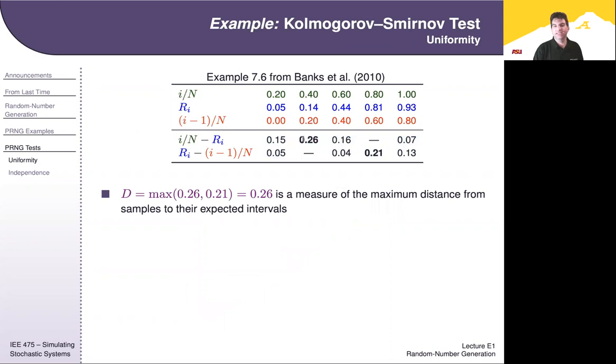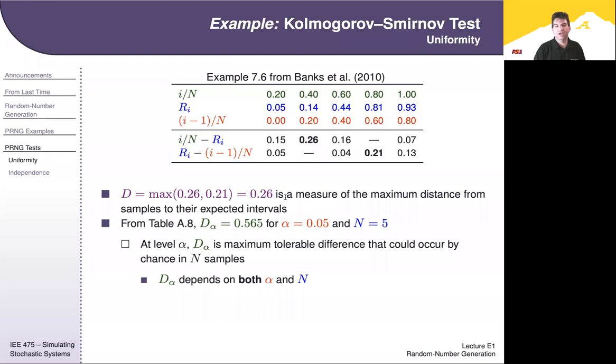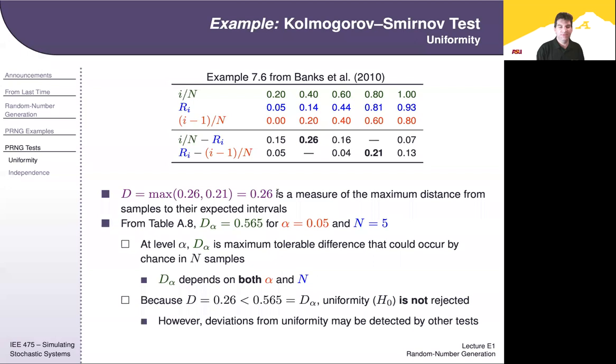This 0.26 is what I look at in a statistical table to see if I'm too far away from my expected distribution. So I look at table 8A, for example. It tells me that for an alpha, a significance level, of 0.05 and degrees of freedom of 5 (for the KS test, the degrees of freedom are just the number of samples), my critical distance away is 0.565. And so this critical distance is greater than the distance that I measure here.